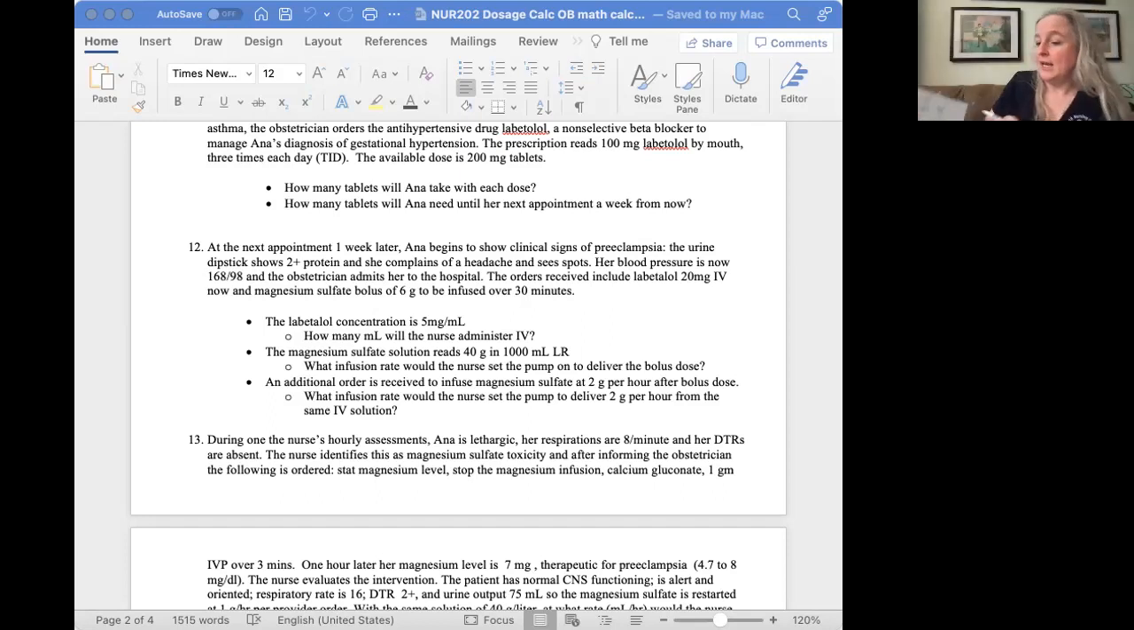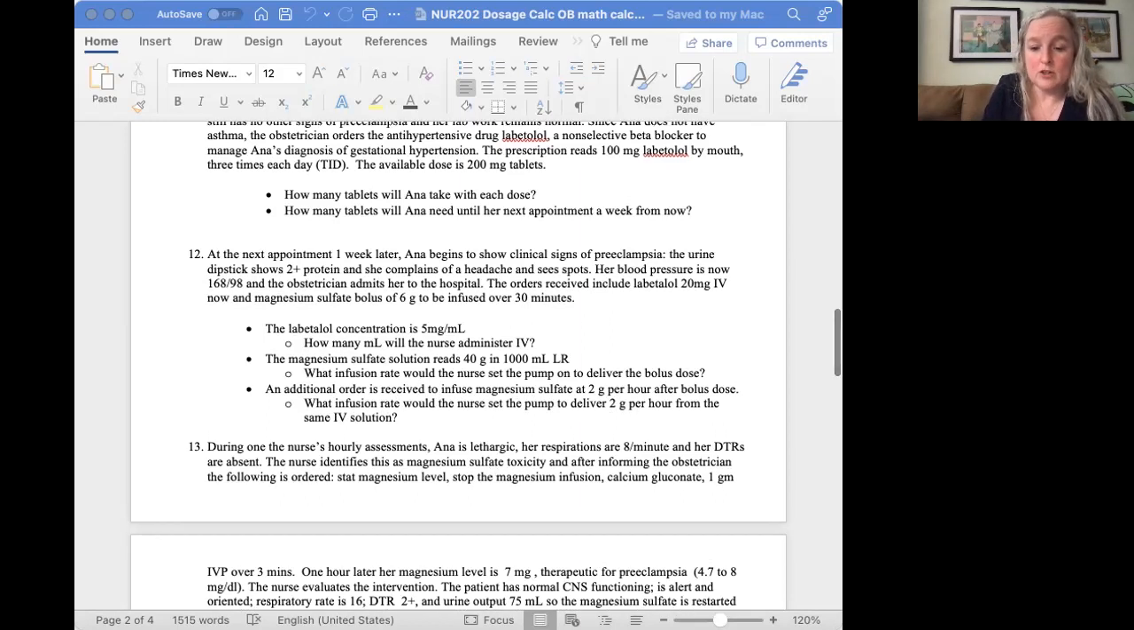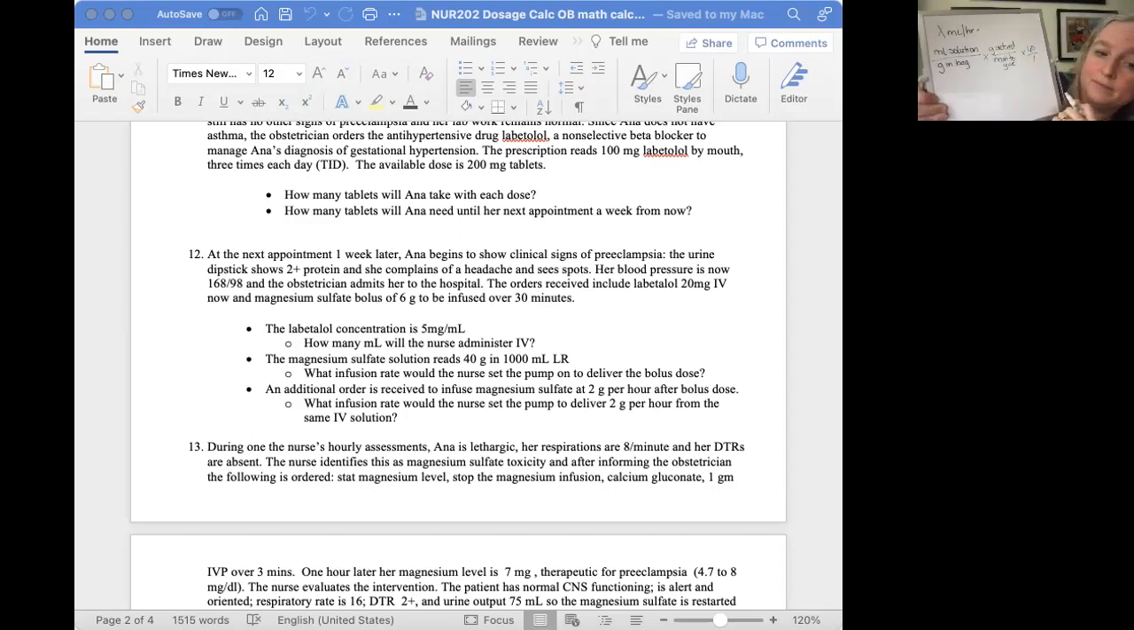All right. Now there's one more part of this question. An additional order is received. Let me erase part of this. An additional order is received to infuse magnesium sulfate at 2 grams per hour after the bolus. Which infusion rate should the nurse set the pump to deliver 2 grams per hour from the same IV solution? So for the last part of this question, we're going to use that same formula here. Okay. And so we don't need to change it. We're going to use the same formula.